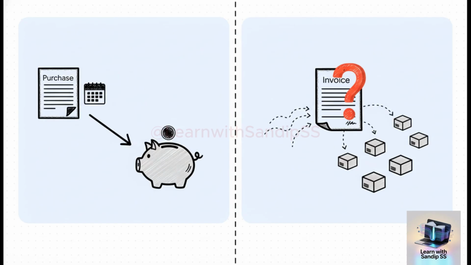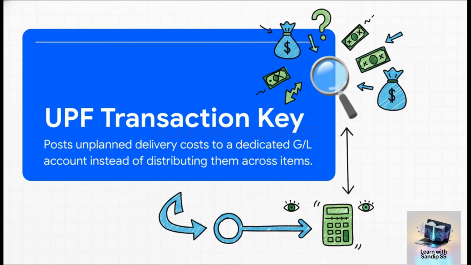They're a complete surprise. By default, SAP just kind of spreads that extra cost across all the different invoice items. But you do have another option. And that other option is the UPF transaction key. If you have unplanned costs, say for extra packing or some admin fees, and you don't want them to inflate your materials value, you can configure the system to use the UPF key. This tells SAP to post all those unplanned costs to a single, separate GL account. This gives you way better visibility and control over all those surprise expenses.